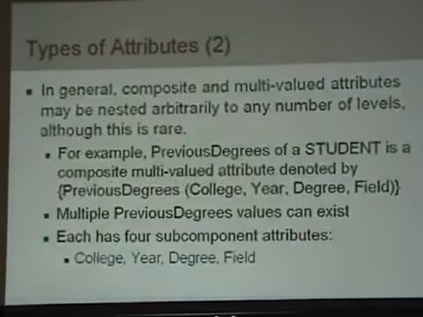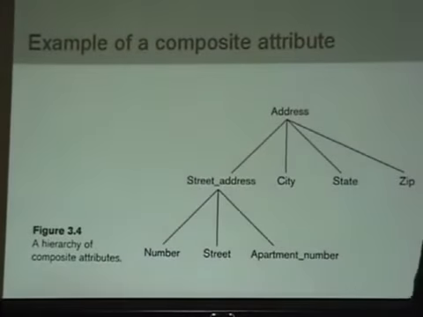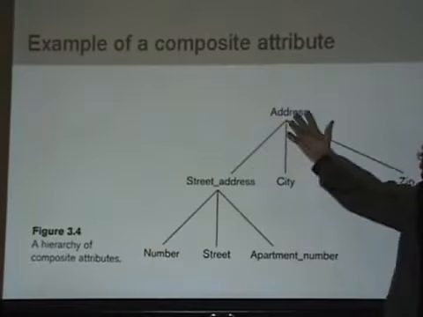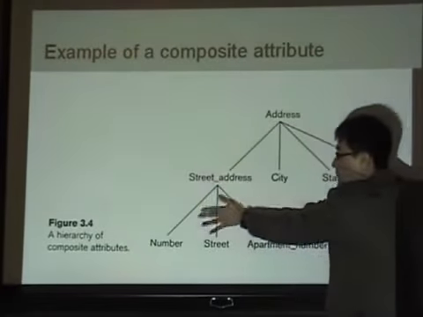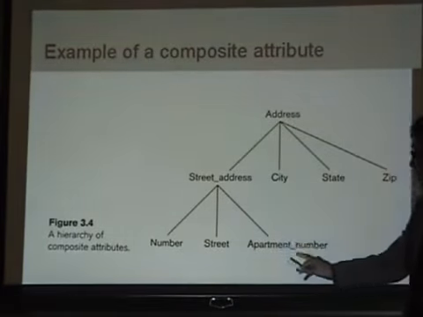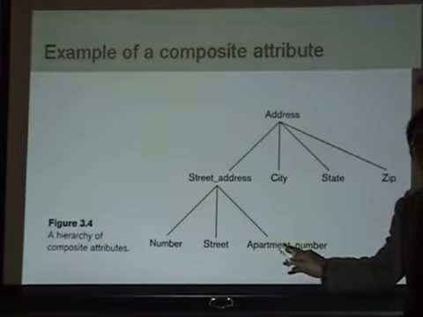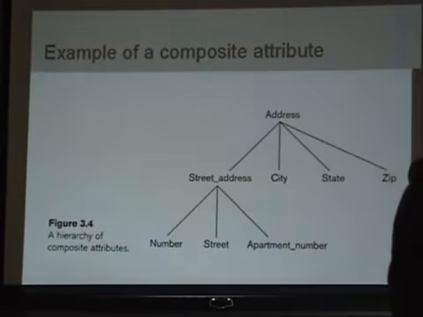So let's take a look at the example of the composite attribute. Not only for one sub-component, each sub-component may have its own sub-components. Also, if you want to separate the area number by 3 or other parts, you can do that. That is a composite attribute.